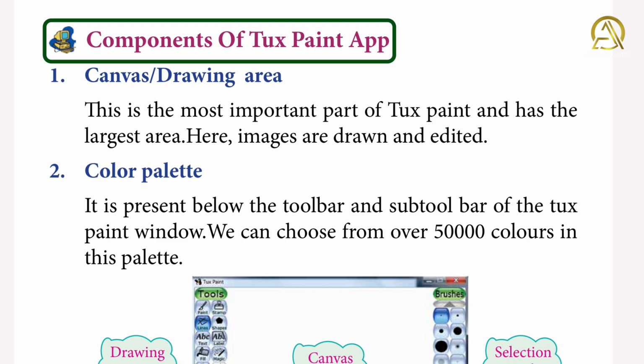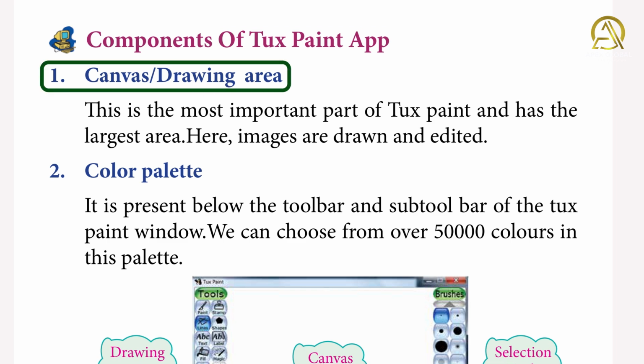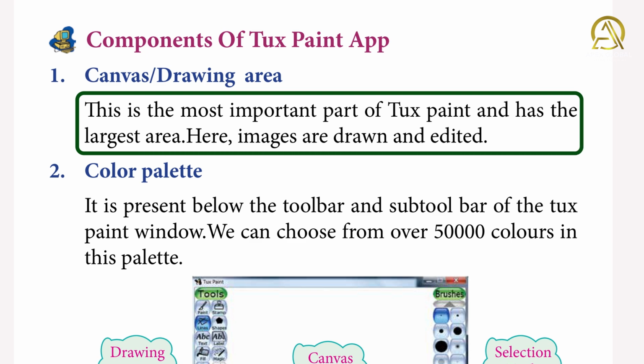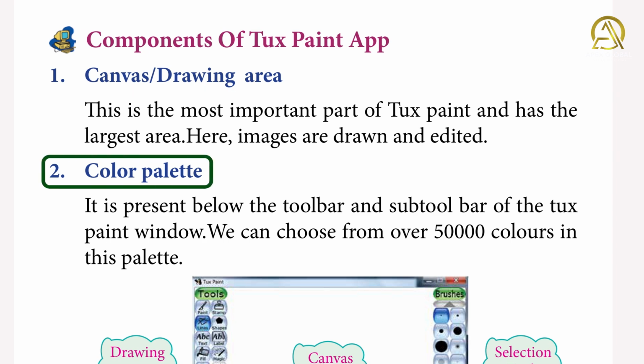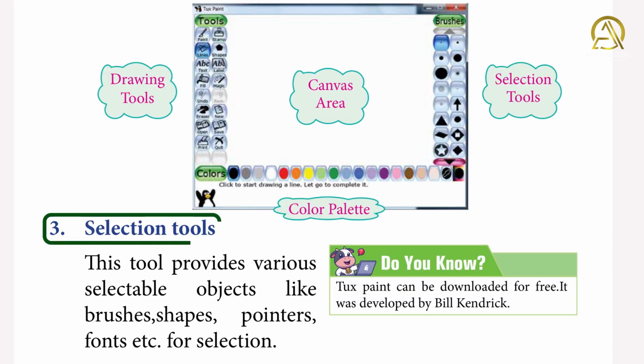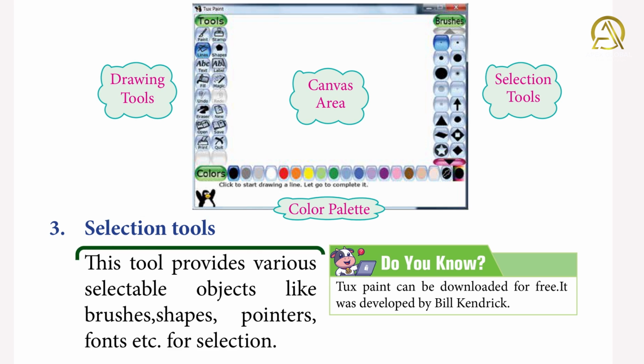Components of the Tux Paint app. 1. Canvas, the drawing area. This is the most important part of Tux Paint and has the largest area. Here images are drawn and edited. 2. Color palette. It is presented below the toolbar and sub-toolbar of the Tux Paint window. We can choose from over 50,000 colors in this palette. 3. Selection tools. This tool provides various selectable objects like brushes, shapes, pointer, fonts, etc.